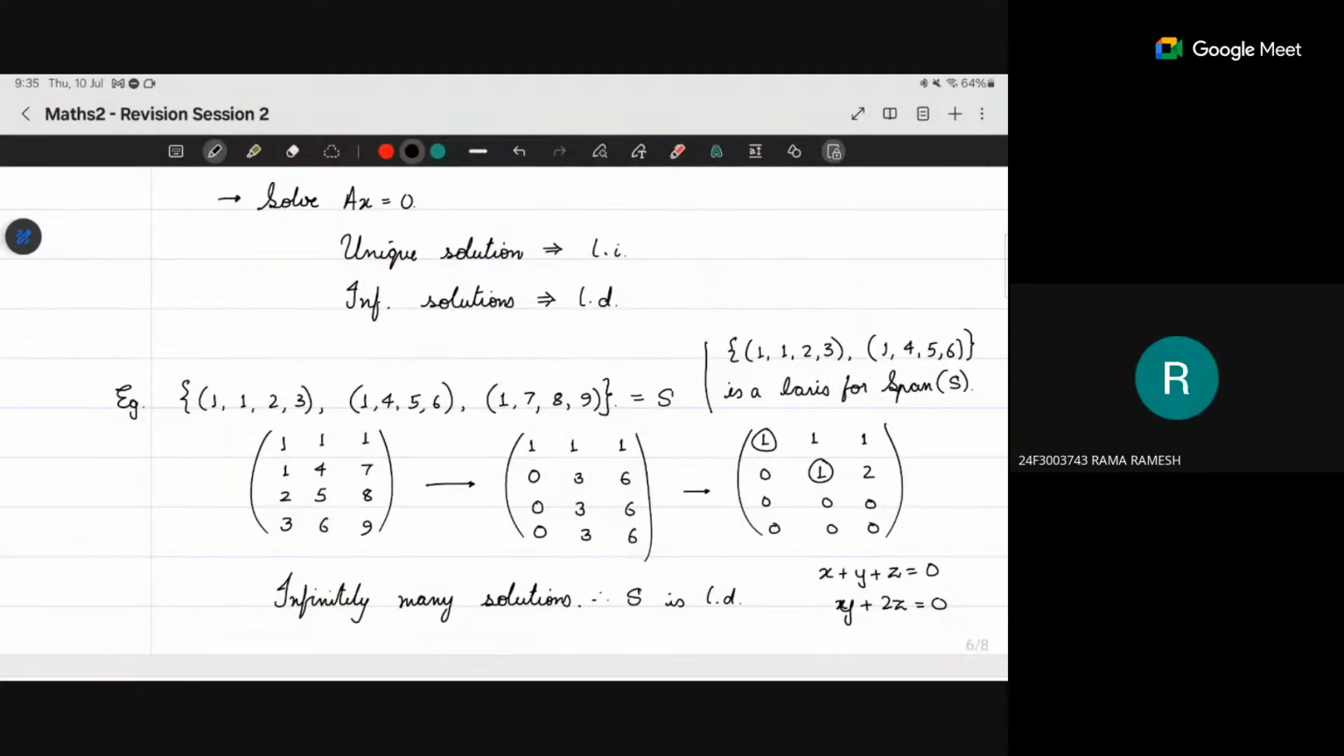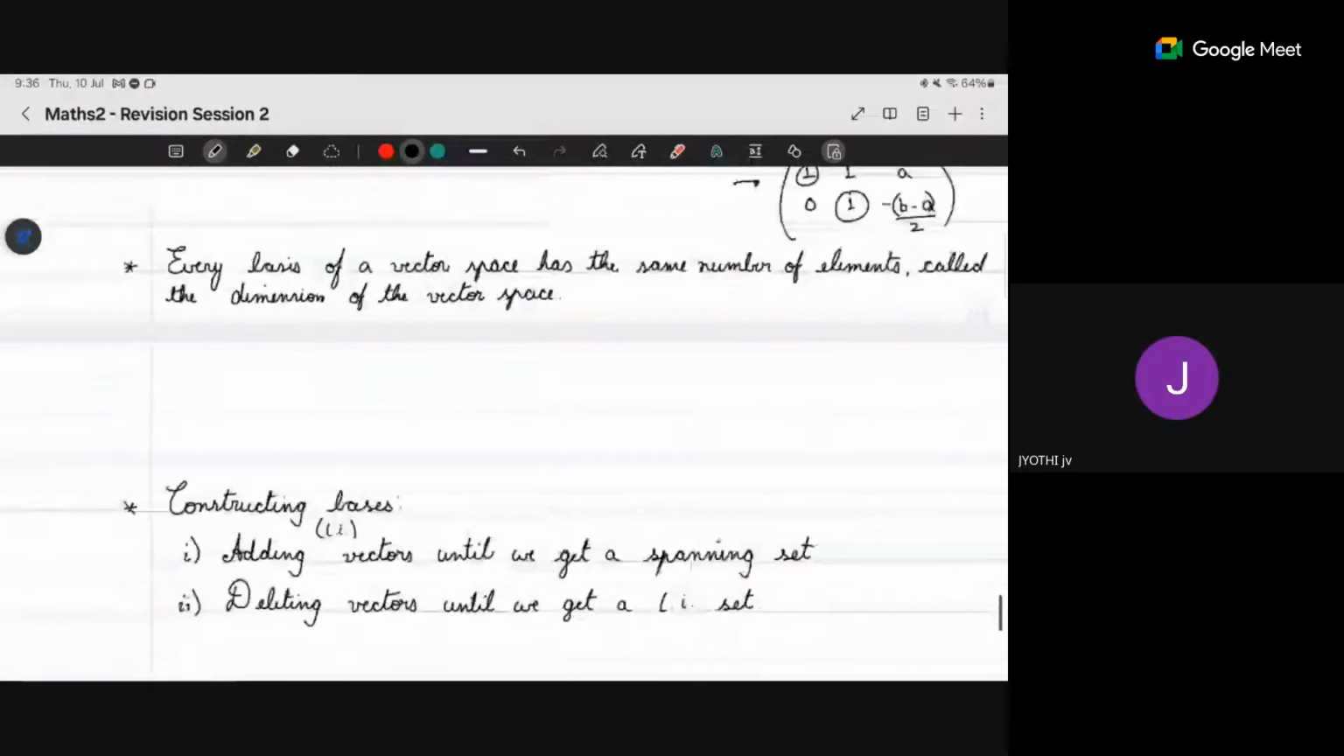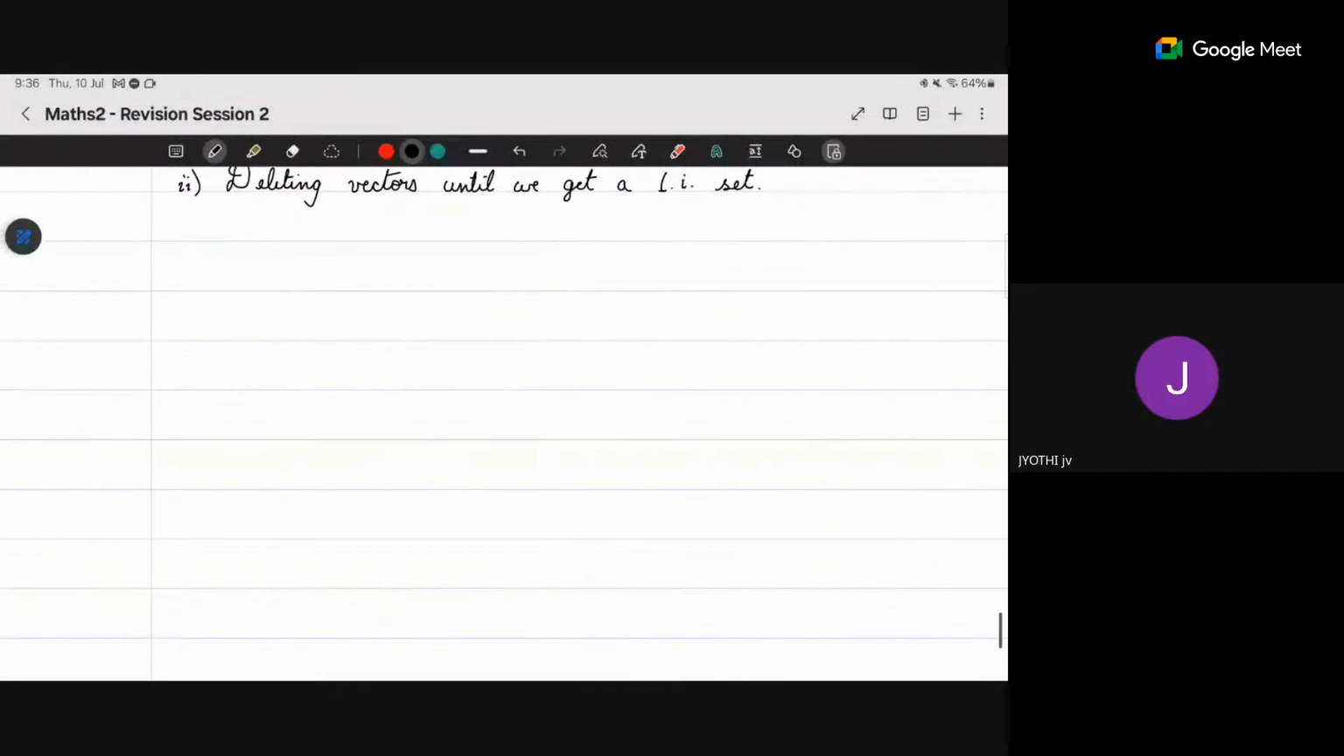So what is the dimension of span S? Sir, 2. Yes, the size of the basis. The basis has only 2 elements, so in this case, the dimension of span S is 2. All right, so that is basis and dimension.